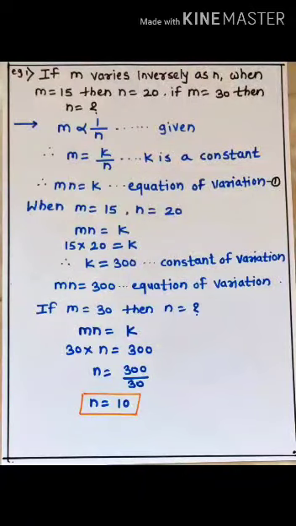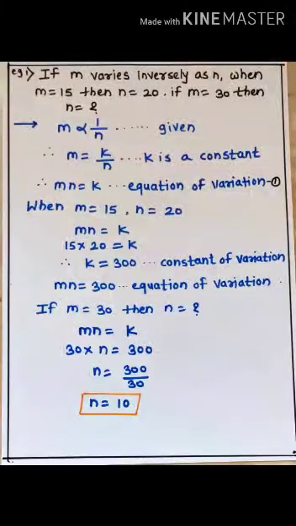Now, you have been given the value of m as 15 and value of n as 20. From these two values, we have to find out the constant of variation. Therefore, substitute these two values in the first equation. M into n is equal to k. M, that is 15, multiplied by n, that is 20, is equal to k. So therefore, k is equal to 300. That is the constant of variation.